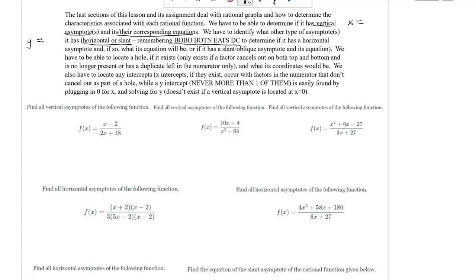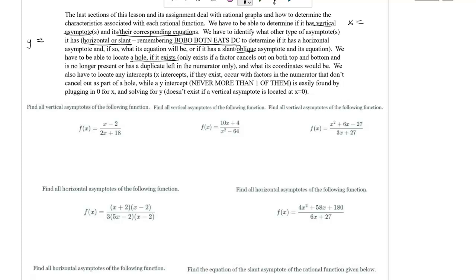And we use that to help determine whether a rational has a horizontal asymptote, what its equation is if it does, or if it has a slant, also known as an oblique asymptote, and what its equation would be. So we have to think about asymptotes. That's a big, important concept here. We also have to be able to locate a hole if it exists.